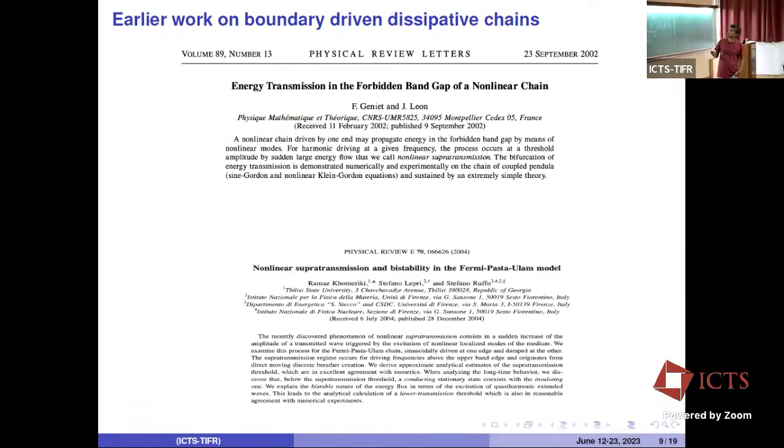Okay, so let me also talk of some earlier work on this kind of boundary-driven anharmonic chains. This is an old paper where they looked at energy transmission in a nonlinear chain, but these are typically in the gap of the system, not in the band of the harmonic chain. And here again, they observe some interesting transitions. This is another paper, again where the driving frequency is outside the band.